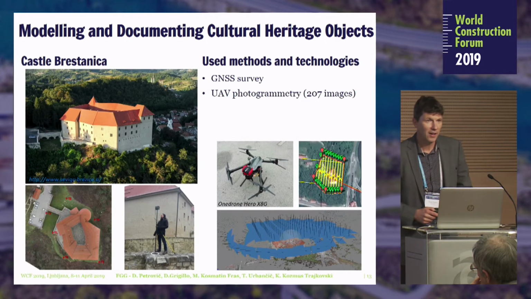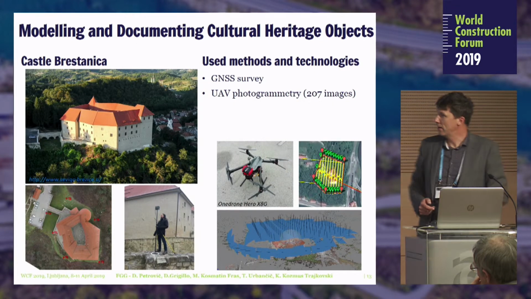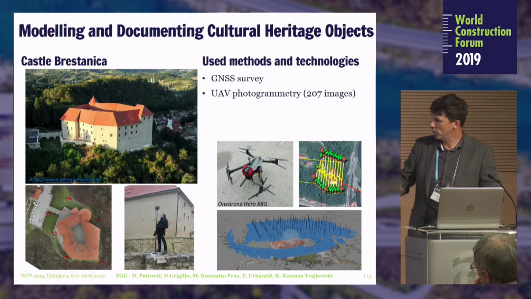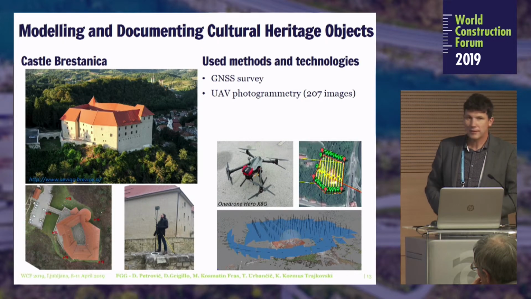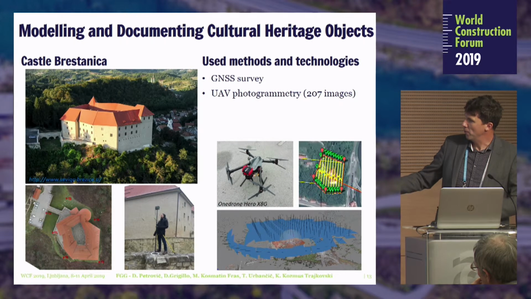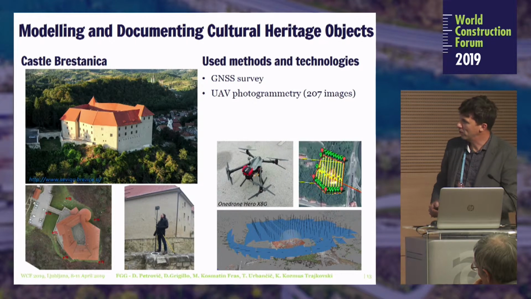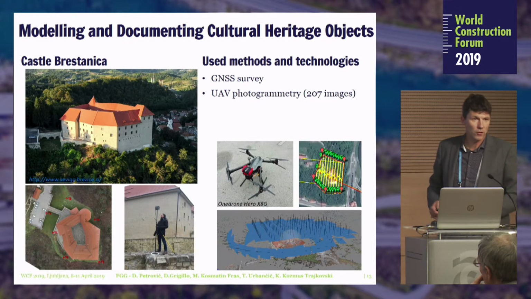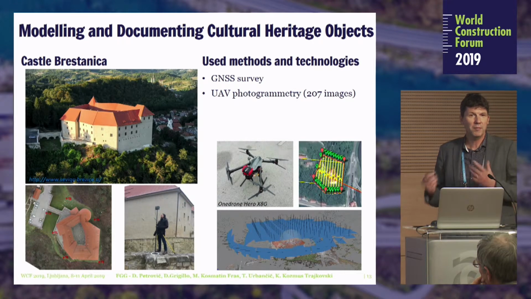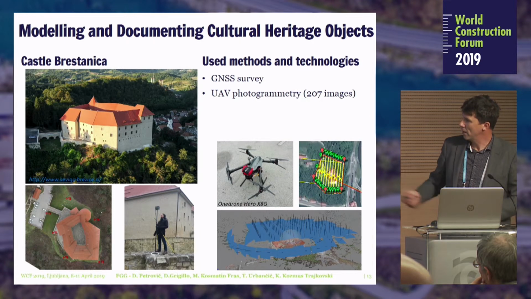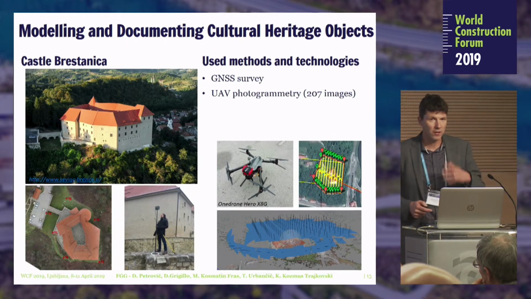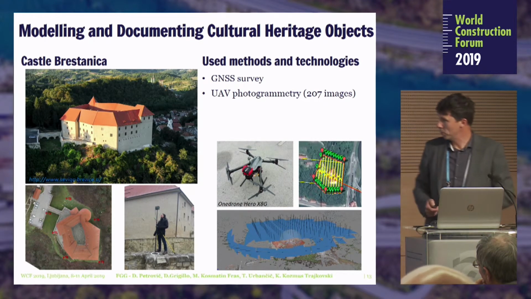The next case, the third castle, Castle Brestanica. Again, a little more complex one, a larger one. And in this case, we had some problems with the definition of the control points, because this castle, in contrast to the previous one, is surrounded with quite dense vegetation, which of course makes some limitations to the GNSS survey. So in this particular case, we had to remove one of the control points, where the position accuracy was not good enough for the further procedures.